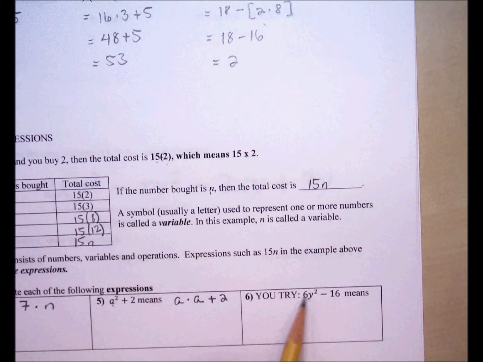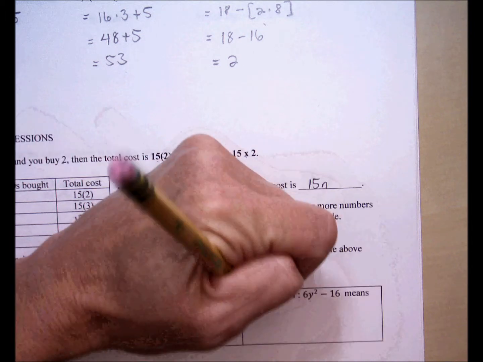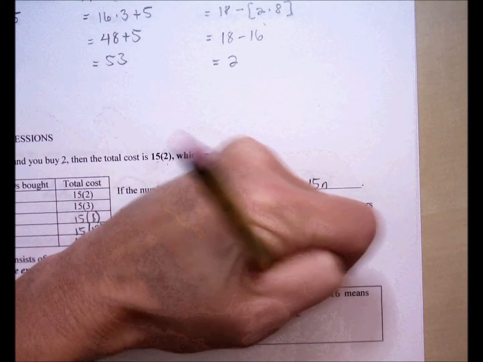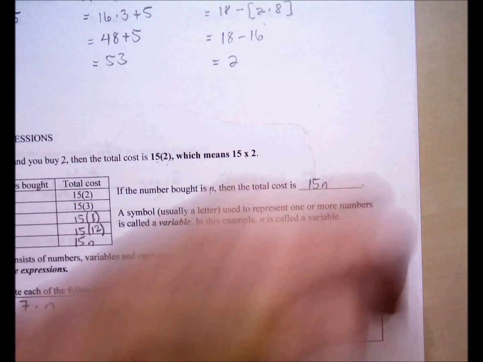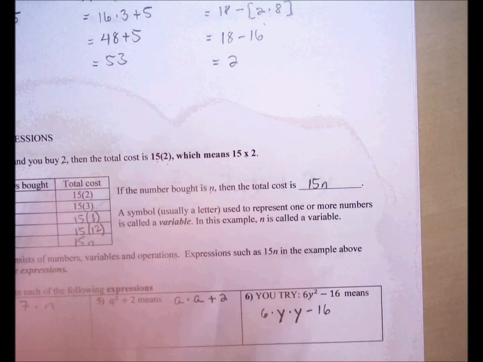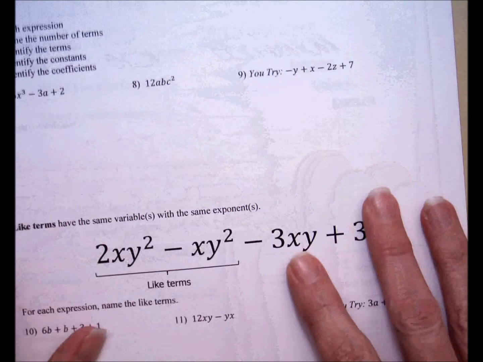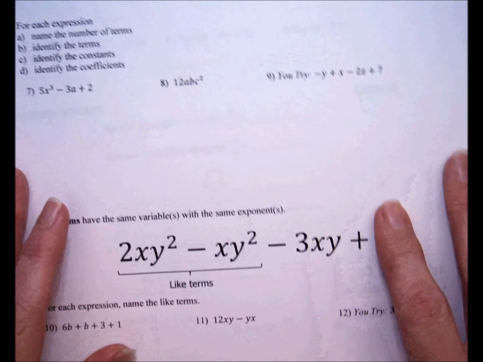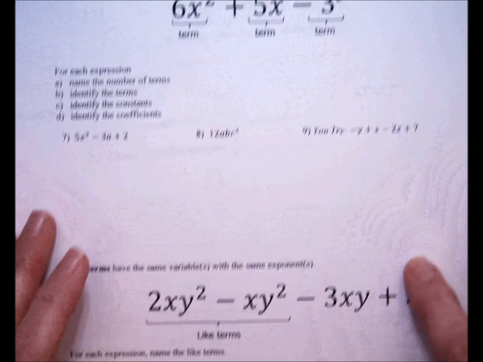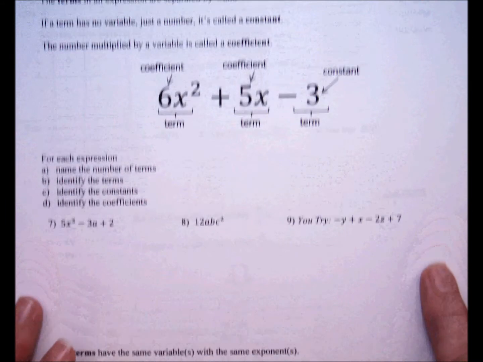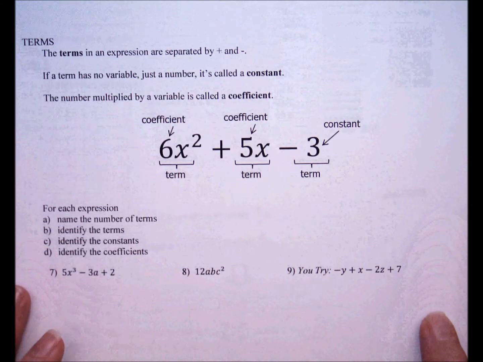So here's a you try, so go ahead and pause your computer and give it a try, and then when you come back you can see how I worked it out. Okay, so in this case y squared is y times y, but we also have the 6. So this is 6 times y minus 16.